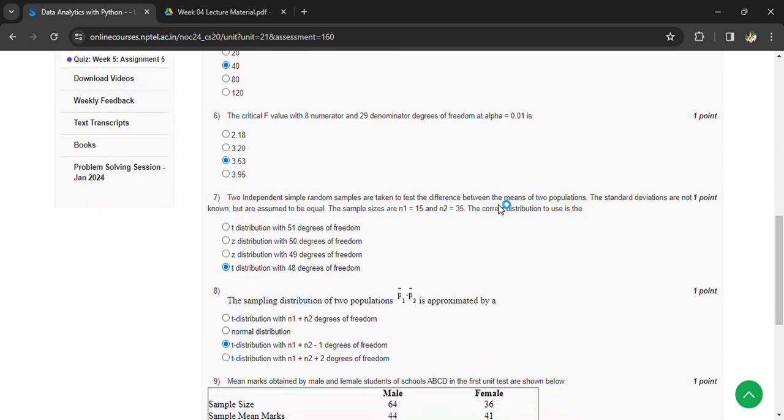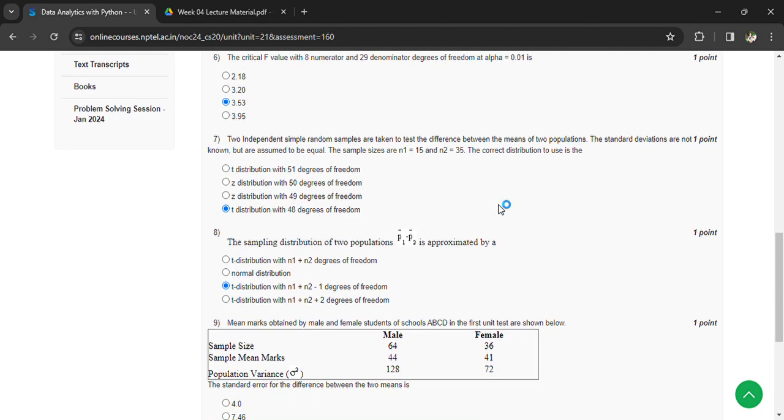The sampling distribution of two populations P1 and P2 is approximated by a T distribution with N1 plus N2 minus 1 degrees of freedom. Actually, it is N1 plus N2 minus 2, but I don't know. That's why I have chosen minus 1.